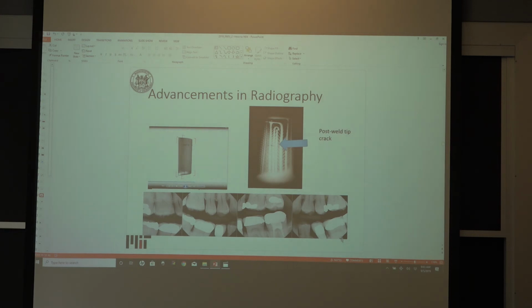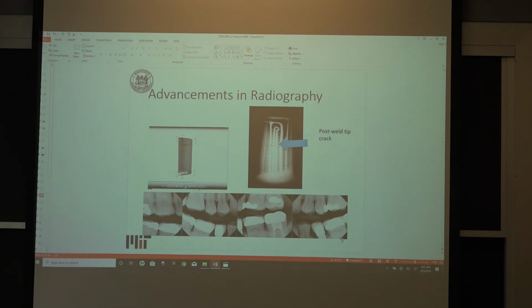We're going to talk about radiography as its own separate lecture, but one of the things that's important to know with respect to radiography is that there have been advancements due to advancements in computing and processing power. Years ago, 100 years ago, they would just do traditional film radiography. What you're seeing in this image is the cooling passages in a blade, after they performed a maintenance and repair process. They had what's called a post-weld tip crack on the leading edge.